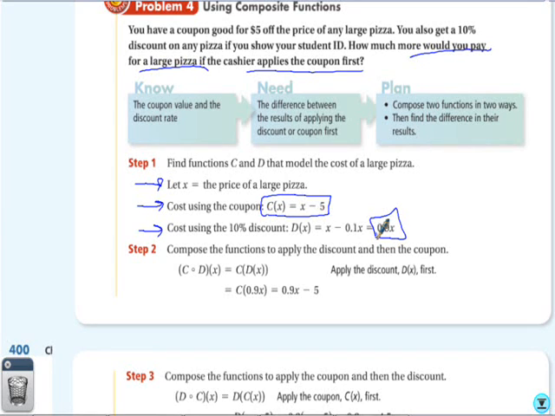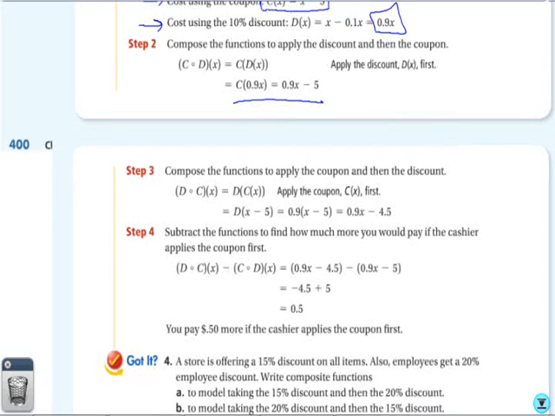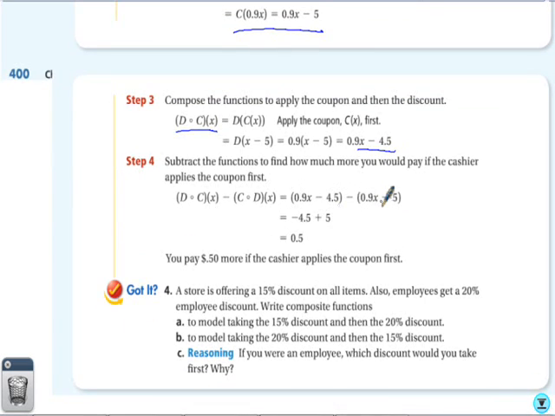So what we want to do is compose the functions c of d of x and figure out what that is. Then, step 3 right down here, we're going to do d of c of x, find out what that is. Then we're going to subtract the functions to find out how much more we would pay if the cashier applies the coupon first. And the answer to that, when we subtract all this, is we get 0.5, so the answer is 50 cents. So if the cashier applies the coupon first, we actually pay more. So the order that we do that in matters.